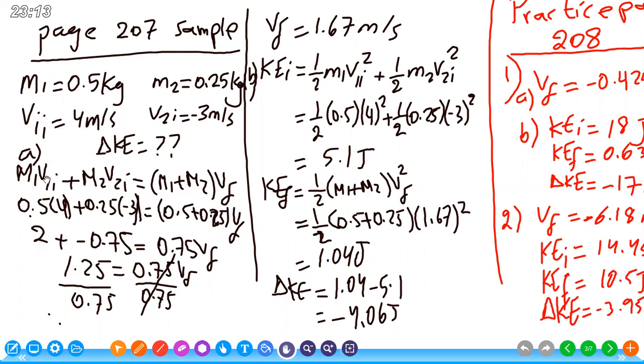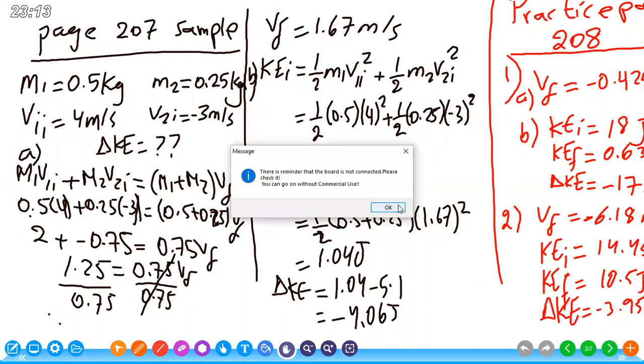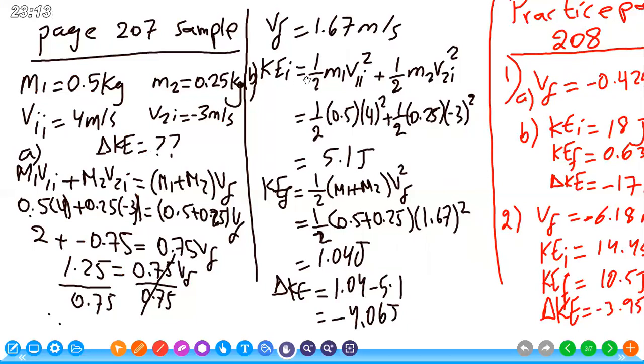So M1 0.5, V1 initial 4, M2 0.25, V2 initial -3. M1 plus M2, 0.5 plus 0.25, and we have to find V final. 0.5 times 4 is 2, 0.25 times -3 is minus 0.75, 0.5 plus 0.25 is 0.75 V final. 2 minus 0.75 is 1.25, divided by 0.75, I will get 1.67. So V final is 1.67 meters per second.